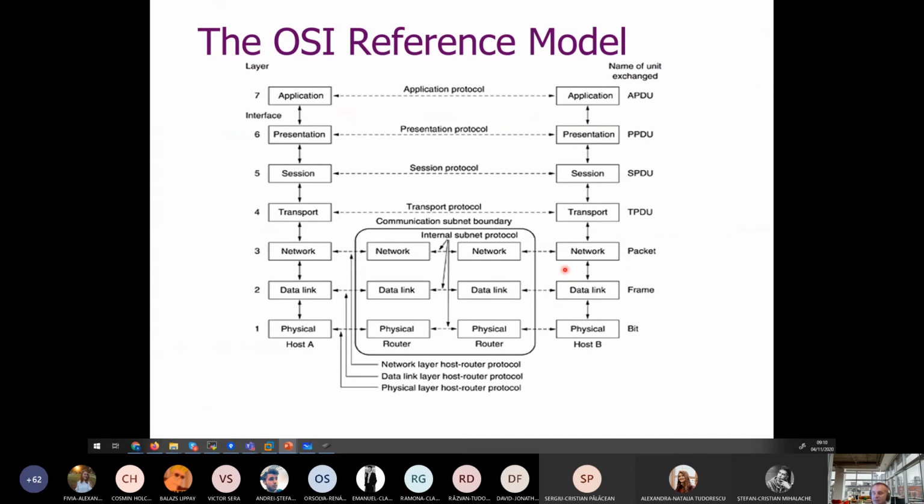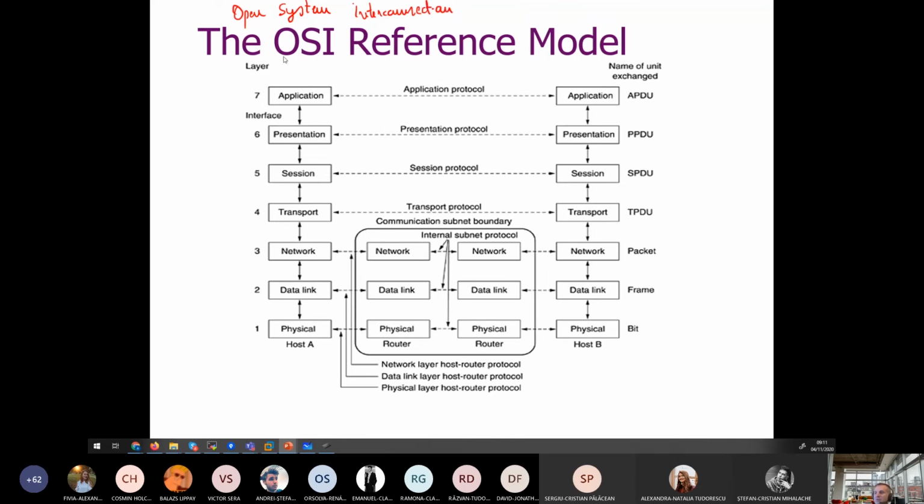And there is a standard in networking, and this is the thing that I need you to remember from all this story. The Open System Interconnection reference model.